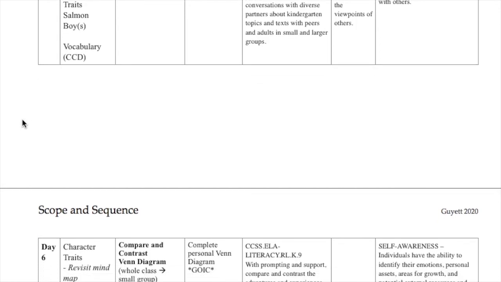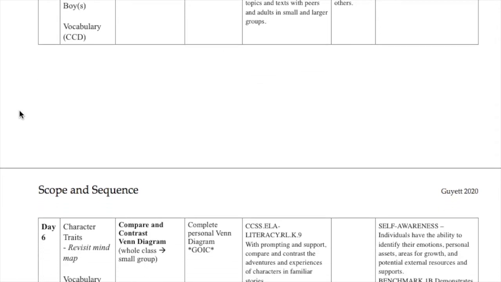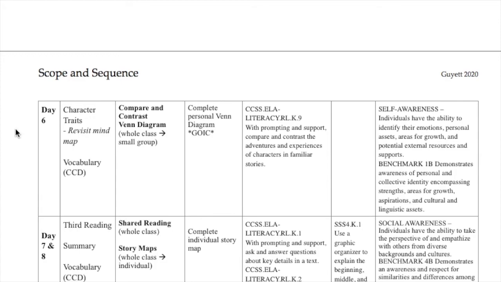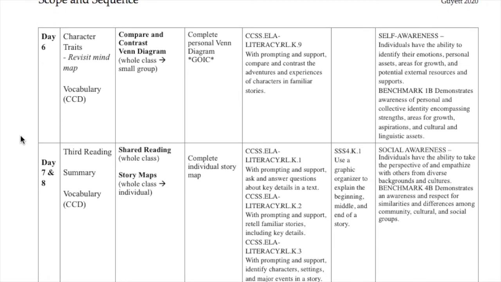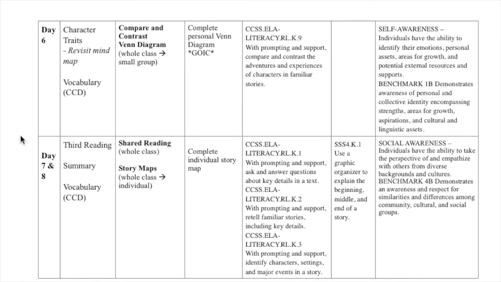So when we move past our character traits for our Salmon Boy story, we then want to look at our character traits personally as compared to Salmon Boy. And we have some graphic organizers that students are making at this time. Once again, if GLAD strategies are not in your wheelhouse, feel free to just use best practice as far as making sure students are making these connections.